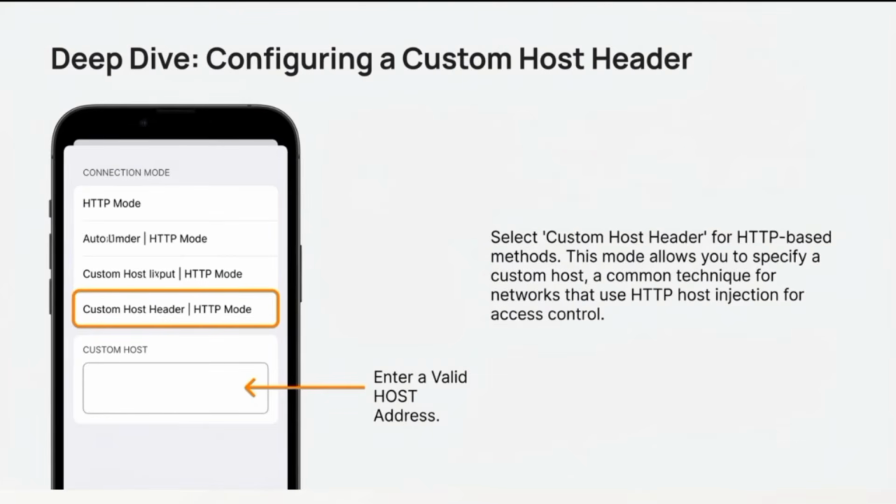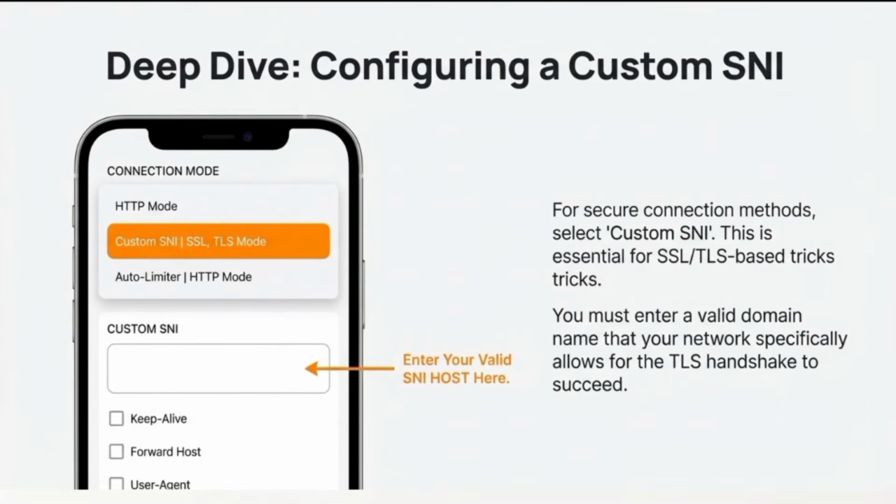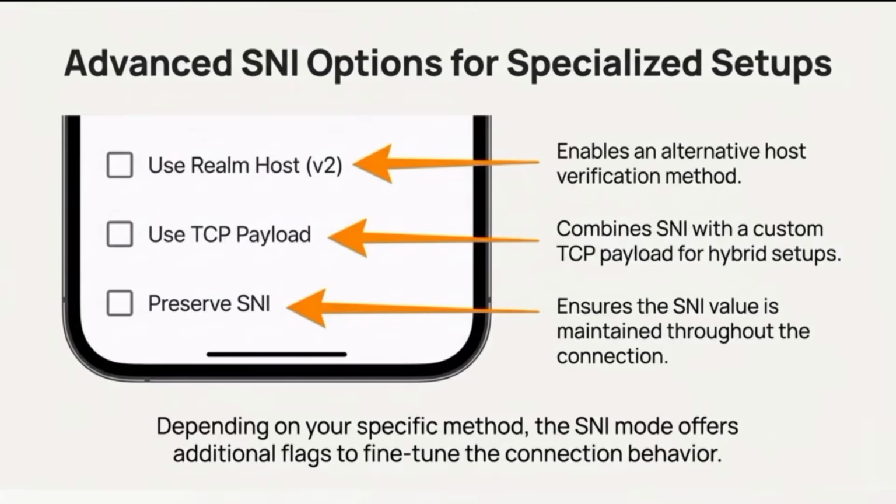Next up, select Custom Host Header for HTTP-based methods. This allows you to specify a custom host, a common technique for networks that use HTTP host injection for access control. For secure connection methods, select Custom SNI. This is essential for SSL/TLS-based tricks. You'll need to enter a valid domain name that your network specifically allows for the TLS handshake to succeed.